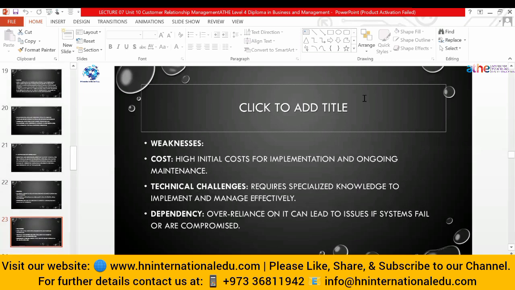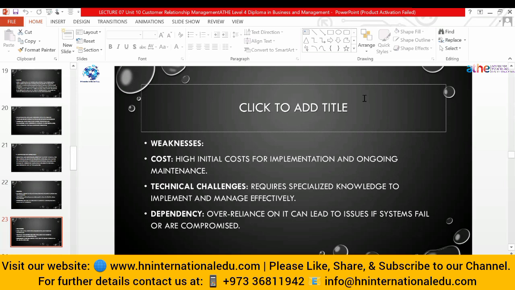However, weaknesses. Cost: high initial cost for implementation and ongoing maintenance. Obviously, it's not easy to install the systems, and if you do, then you have to maintain them as well, along with the quality. Technical challenges: they require specialized knowledge to implement and manage effectively. A layman could not operate any system. You need to hire a special person, and they charge a salary.